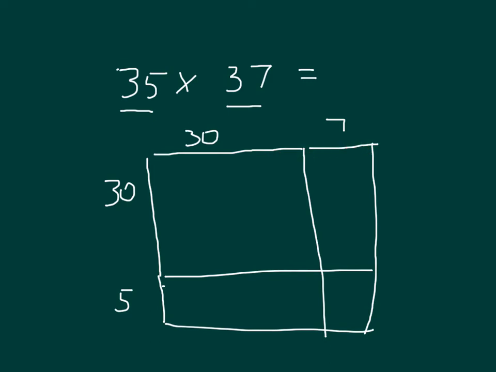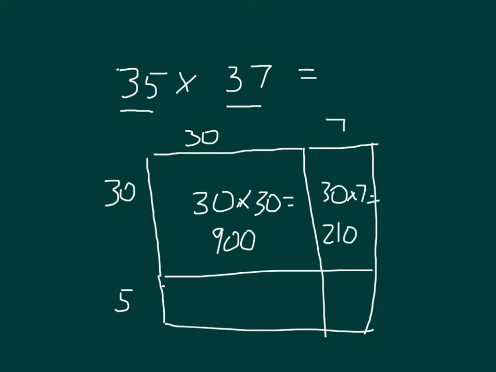We decomposed both of those numbers, so if we look within our area model, this is 30 times 30, which is 900. The area for this one right here would be 30 times 7, write that in, which is 210. The area here is 30 times 5, which is 150. And finally 7 times 5, which is 35.